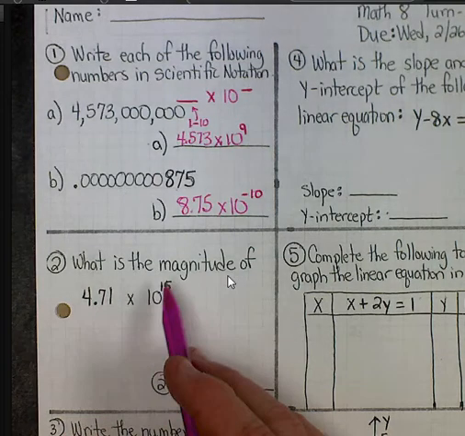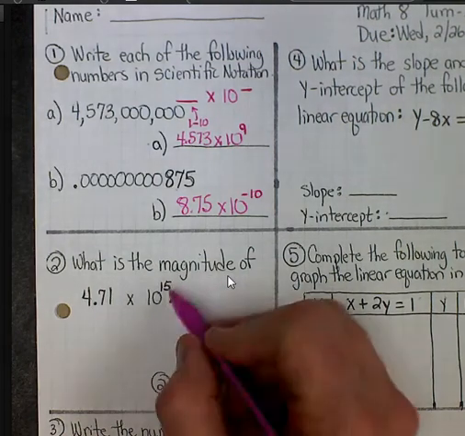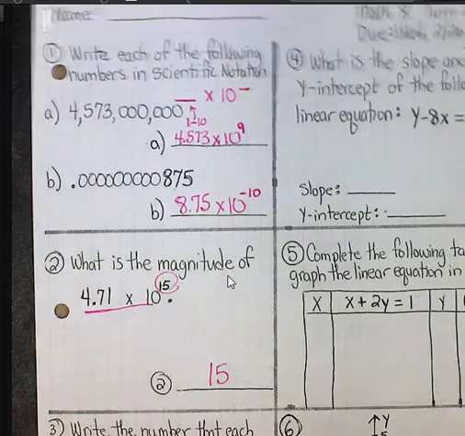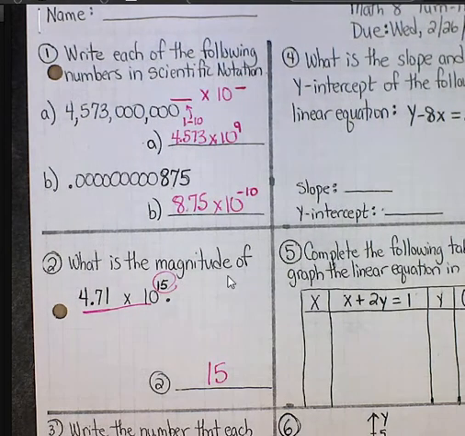Number 2, what is the magnitude? Well, we defined this in class once again, and the magnitude is simply the exponent that we put on 10 if the number is written in scientific notation, which is what this number is. Moving on to question number 3.